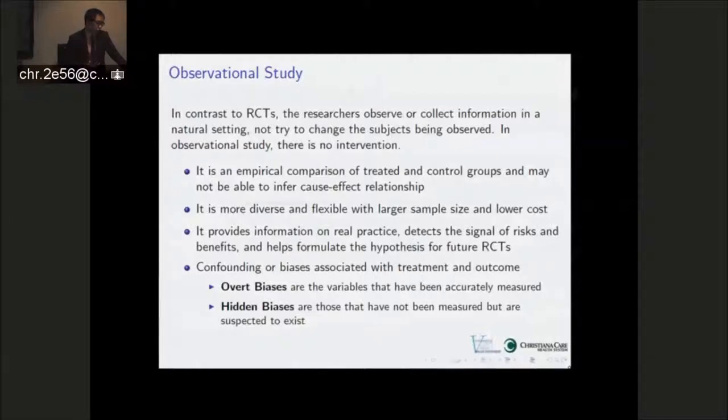Observational study is also very useful in practice since it provides information on real practice, detects the signals of risks and benefits, and helps us to formulate hypotheses for future randomized controlled trials. We know the cost for randomized controlled trials is very high, so usually we cannot just conduct randomized controlled trials without any previous sense or information. So observational study is usually used to help us get some information for the study and form hypotheses for future randomized controlled trials.